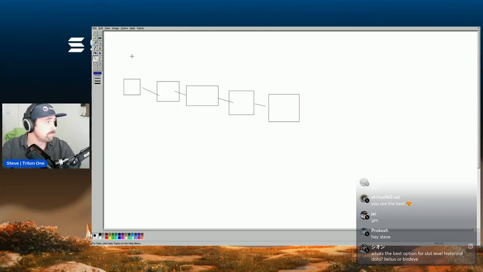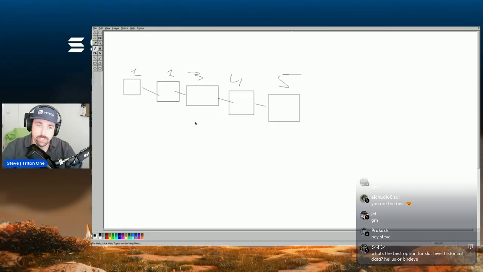So let's name these block 1, block 2, block 3, block 4, and block 5. So this is the ledger of our example blockchain. So let's say in block 1, a few transactions happened. Block 2, a few transactions happened. Block 3, transactions happened, and so forth and so on. So we call this the ledger.